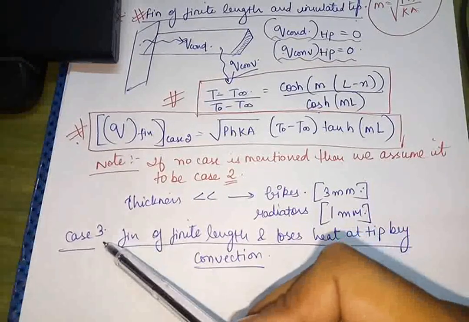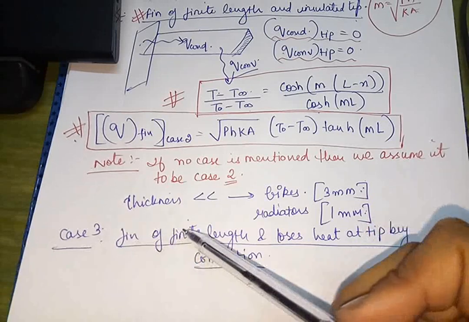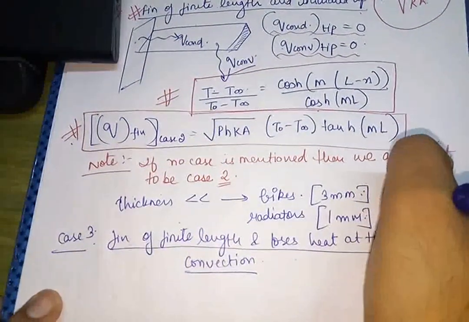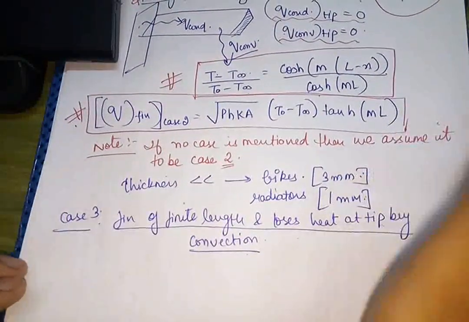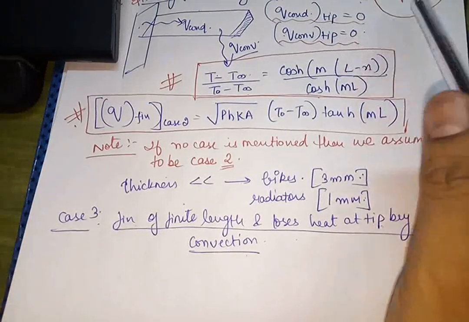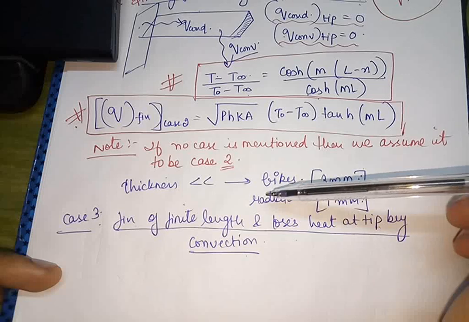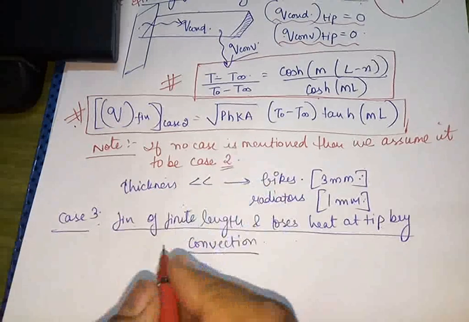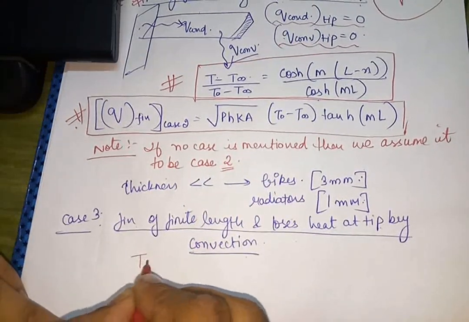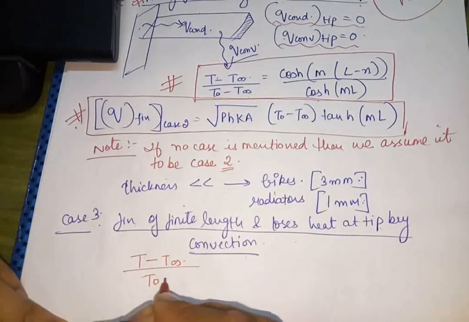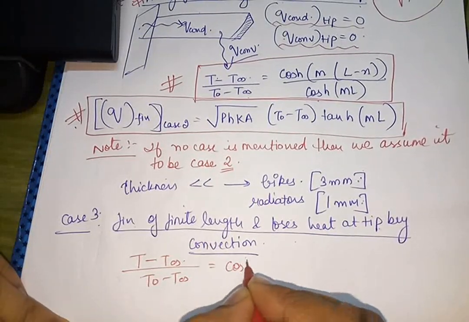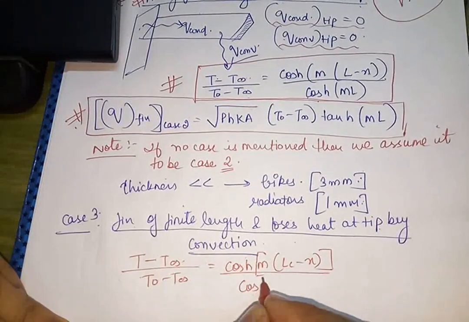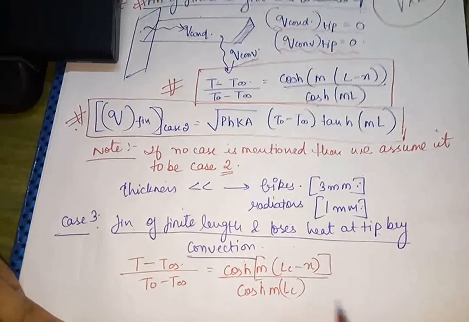Now we will discuss about the third and the last case, that is fin is of finite length and it is losing heat at the tip by means of convection. So in the first case we had fin of infinite length. The second case we had fin of finite length but it is insulated at the tip. But now we have fin of finite length and it is losing heat by means of convection. So I am simply writing out the temperature distribution profile. (T minus T infinity) upon (T naught minus T infinity) equals cosh m(Lc minus x) upon cosh m Lc.